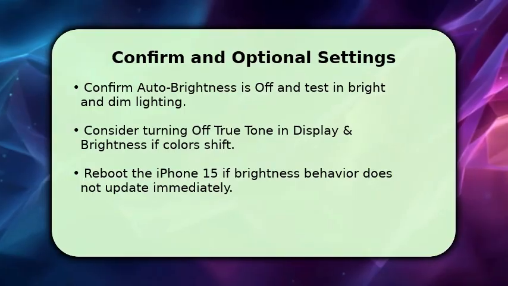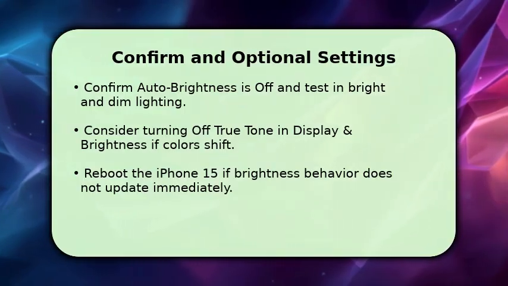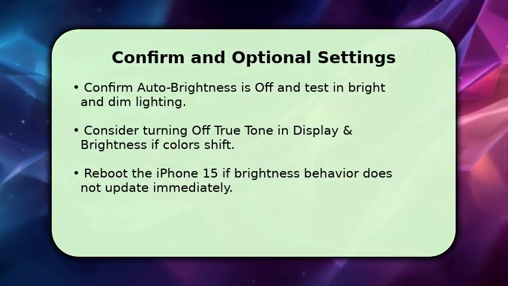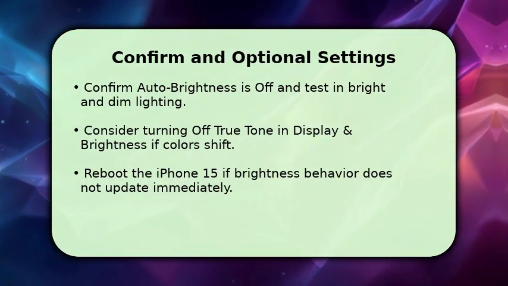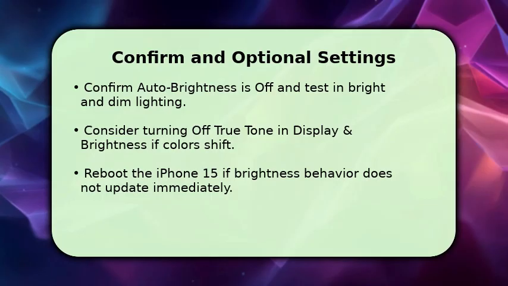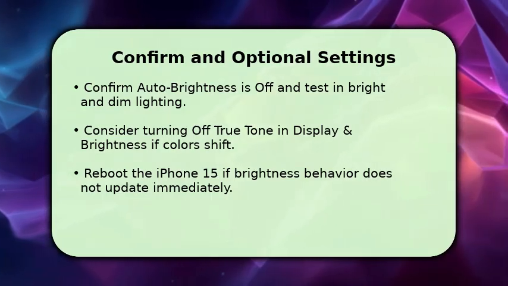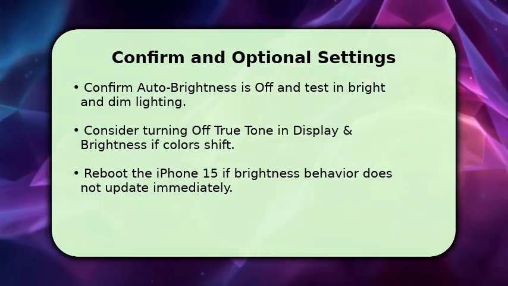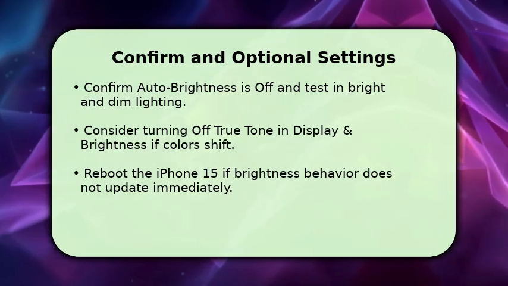Confirm auto brightness is off and test in bright and dim lighting to ensure the change worked. If the screen still shifts color, return to Settings, open Display and Brightness, and consider turning off True Tone. Turning off True Tone prevents automatic color temperature changes based on ambient light.